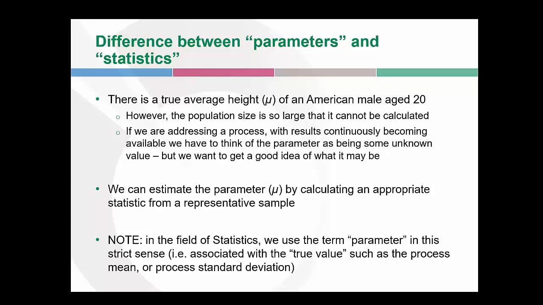If, however, we're addressing a process and these results are becoming continuously available, we know that there is a true average value out there, but we're not really going to be able to get it. But I want to get a good idea of what it will be. We estimate a parameter by calculating a statistic. A statistic comes from a sample, and we use that statistic to estimate the true value, which is the parameter. Now, in the world of statistics, we use the word parameter in this very strict sense. It's the true value that's out there that's going to be estimated by a sample statistic.